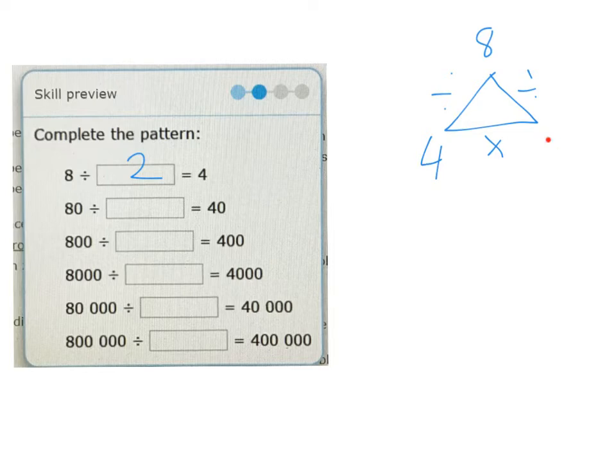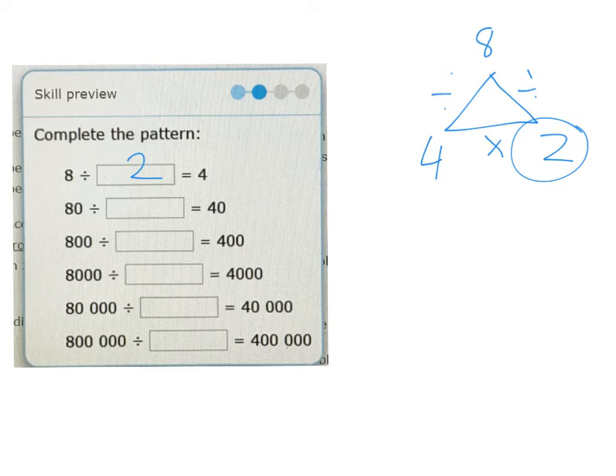4 times what equals 8? 4 times 2, obviously. So 2 times 4 is 8. 8 divided by 2 is 4. 8 divided by 4 is 2. Our fact family. Okay, let's look at the next one. You can probably guess there's going to be a 2 in there. So does it just need to be a 2, or do we need to think about the zeros?